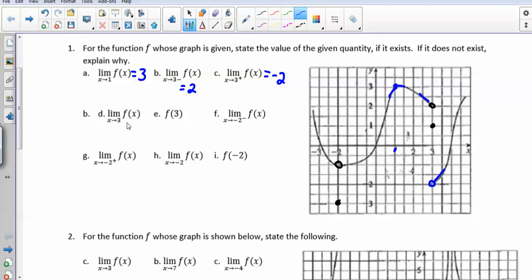So the limit as x approaches 3, well, we need to consider 3 from the left and 3 from the right, and since they're not the same number, we need to say that the limit as x approaches 3 does not exist.